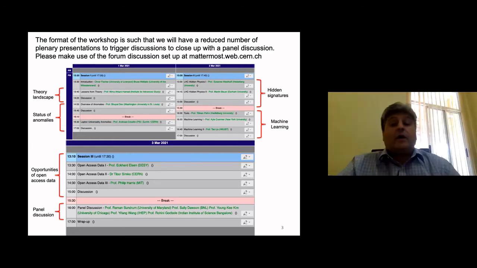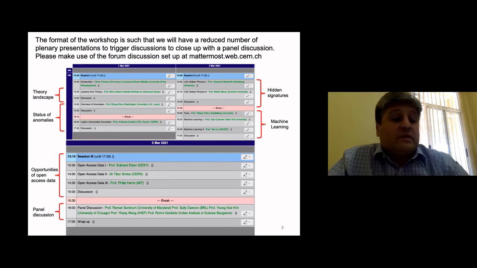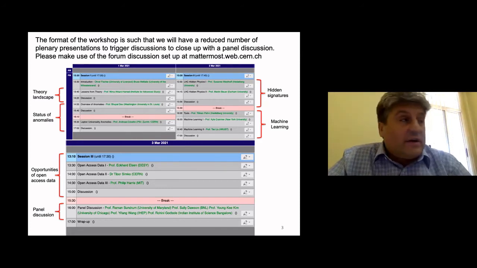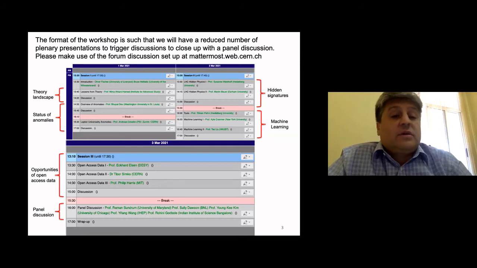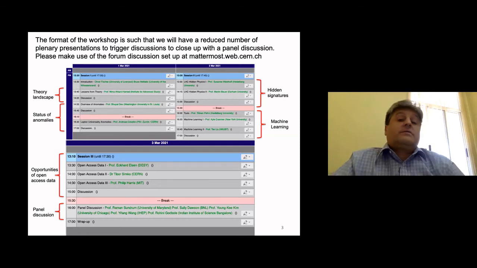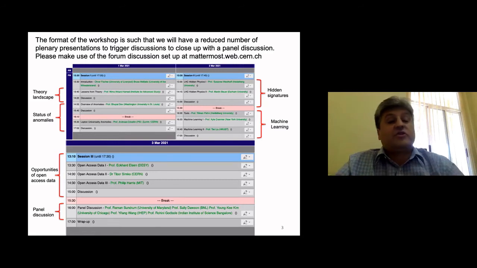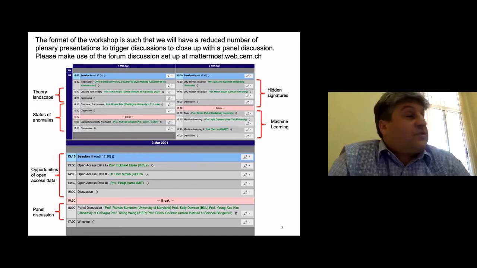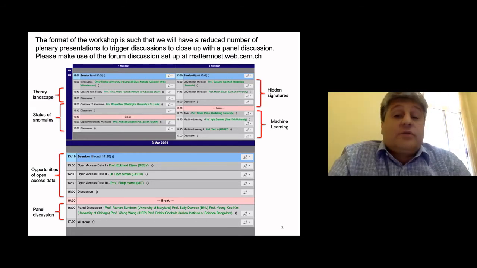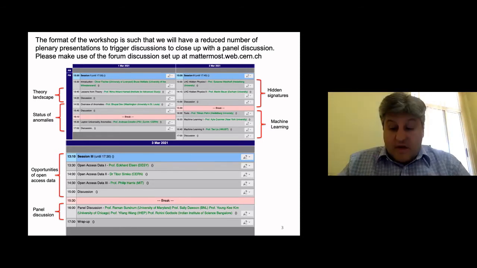Now, even though we've designed the workshop so as to get enough time to discuss, there's never enough time for discussion. And that's the reason why, in the interest of inclusivity and people engaging in conversations during breaks, during the workshop and after, we've created a forum discussion. So we strongly encourage you, please, to follow those discussions at the Mattermost web server at CERN.